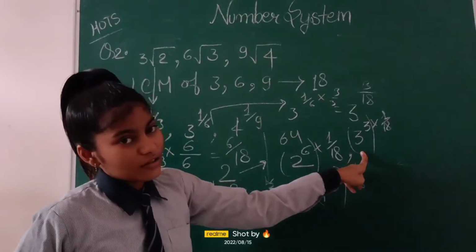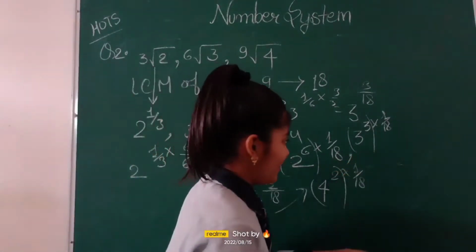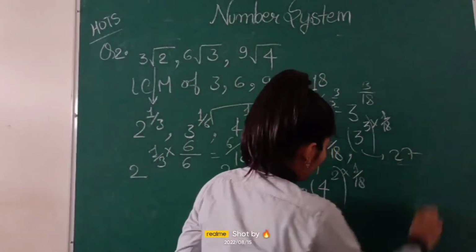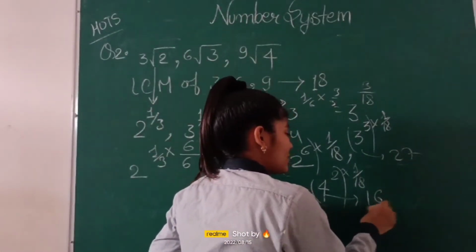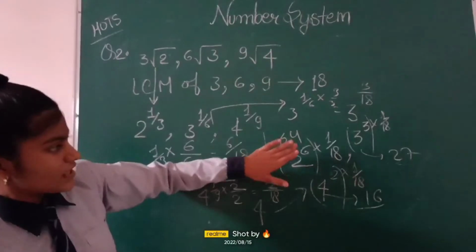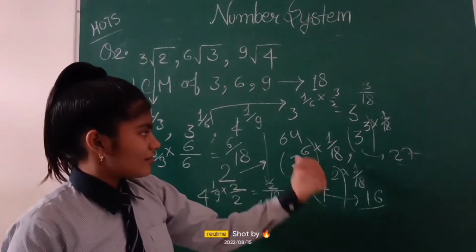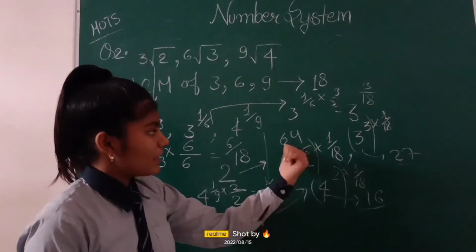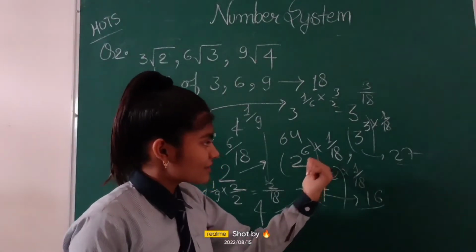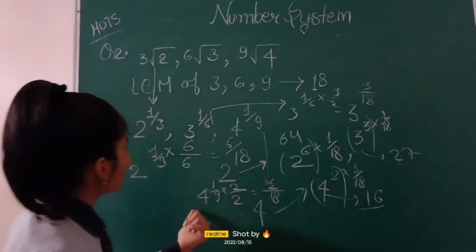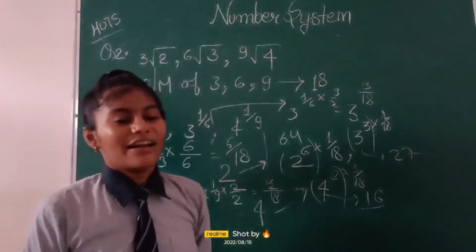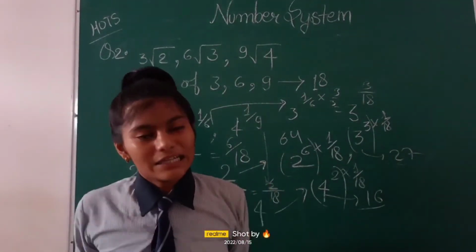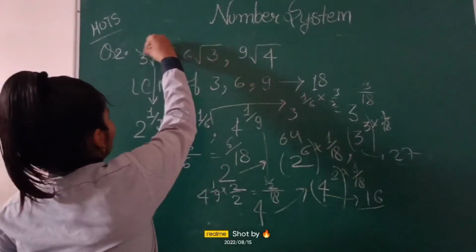3 cube, 3 raised to the power 3, that is 27. 4 raised to the power 2, or 4 square, is 16. Now, see which number is greater here? 64 is greater. Means 2 raised to the power 6 by 18 is greater. Means ultimately 3 under root 2 is greater. Means the greatest number among them is this one.